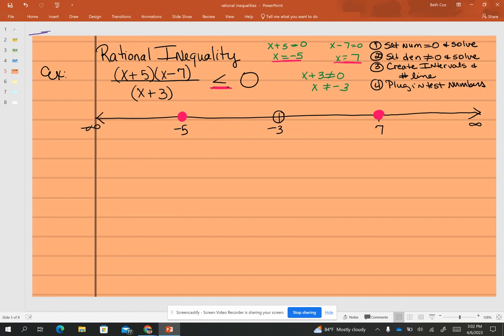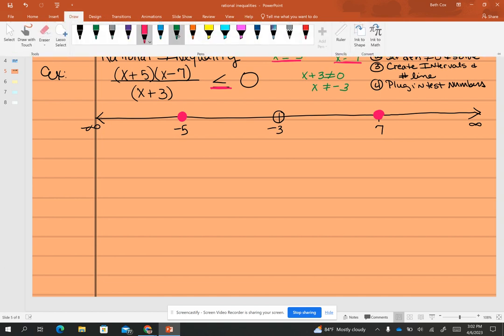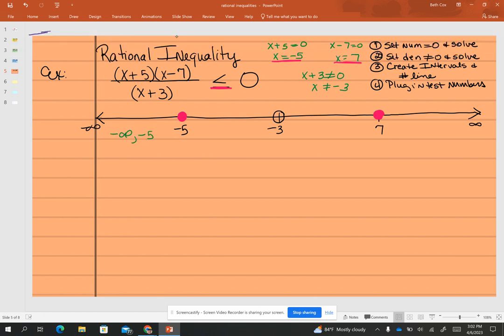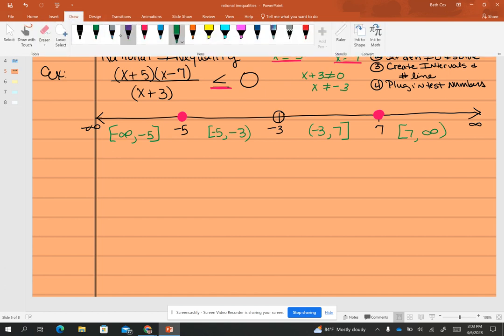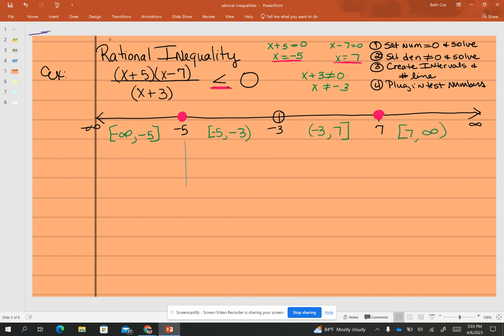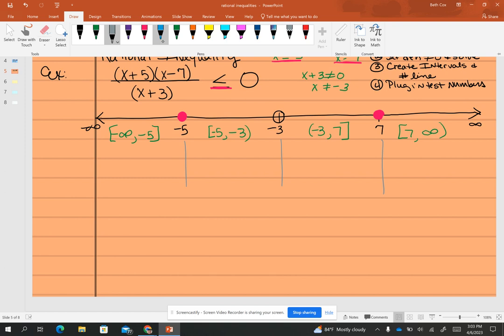So what are my intervals here? This one is negative infinity to negative 5. This one is negative 5 to negative 3, negative 3 to 7, and 7 to positive infinity. So I have 4 sections. I'm going to test 4 points. And again, all I'm testing is positive and negative. I don't need all the numbers that are going to happen here. I just need positive and negative.